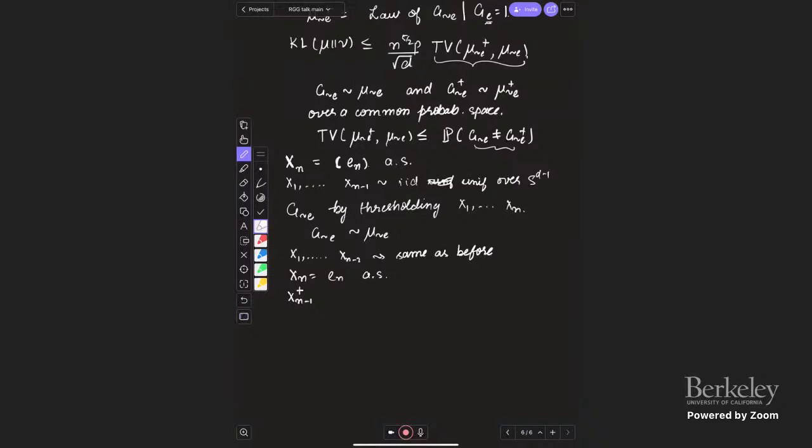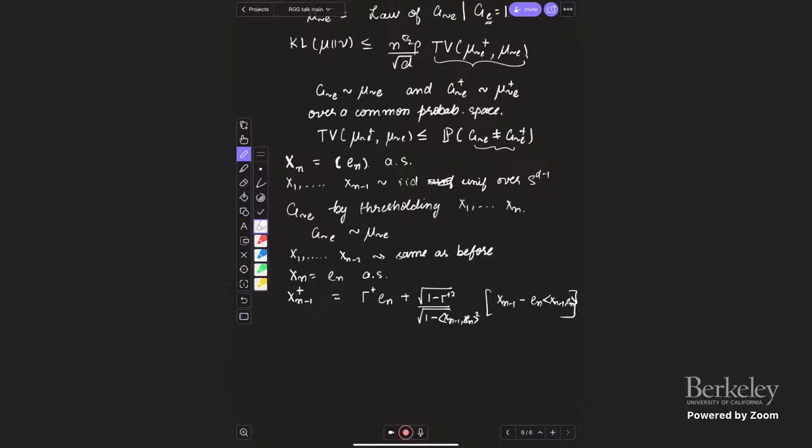Okay, what is x_{n-1}^+? We will write it to be, let's say, gamma plus times e_n plus square root of 1 minus gamma plus squared, divided by square root of 1 minus <x_{n-1}, e_n> squared, times x_{n-1} minus <x_{n-1}, e_n> e_n.